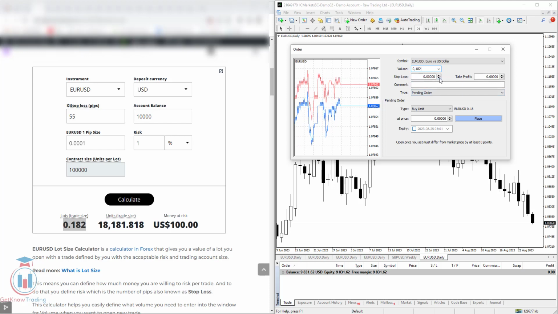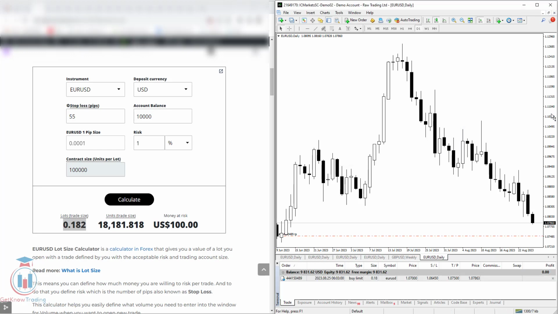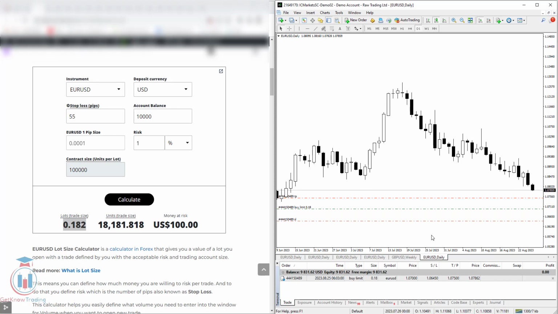Then we have the stop loss, which should be 55 pips. So 55 pips from 1.07 is 1.0645. And let's put the take profit at, for example, 50 pips. Then click place. Oh, sorry, I need to put the price here. Let's place. Here it is, an order that is placed. Here you can see the volume is set to 0.18. It is a rounded number because here we cannot have 3 decimal points.